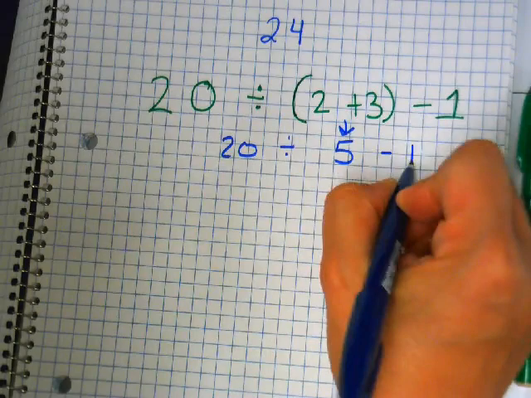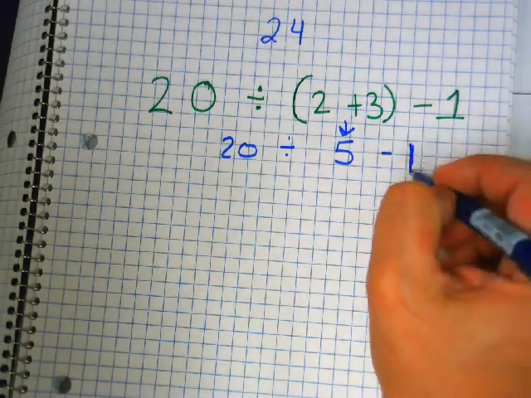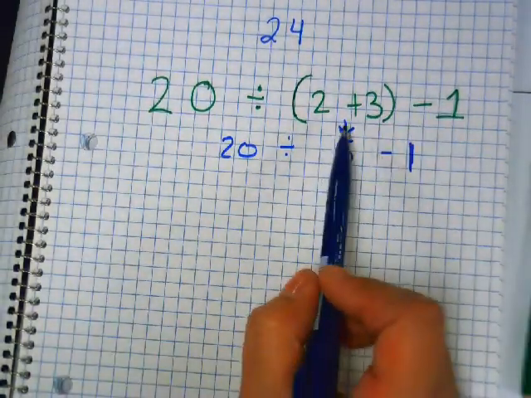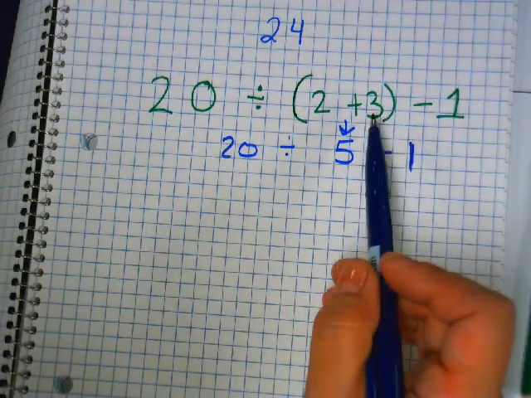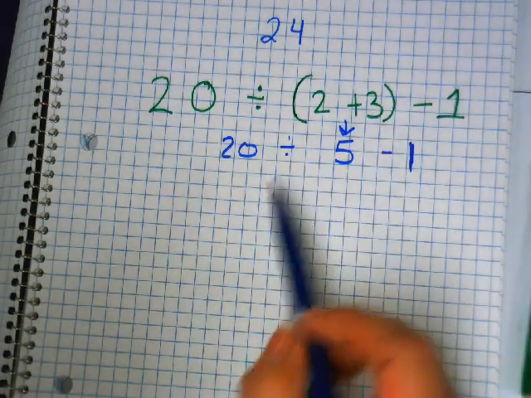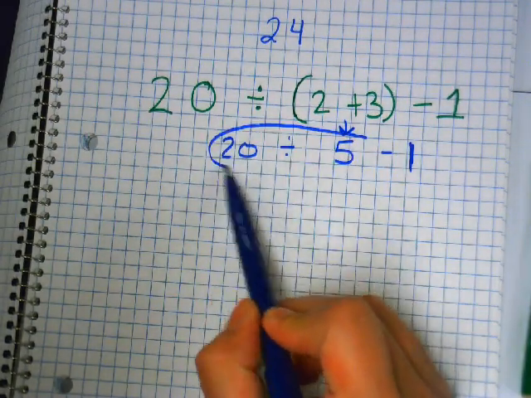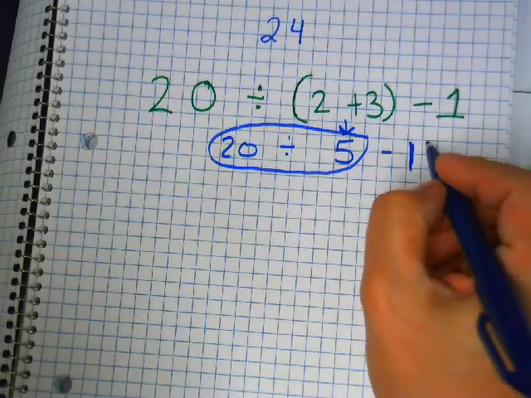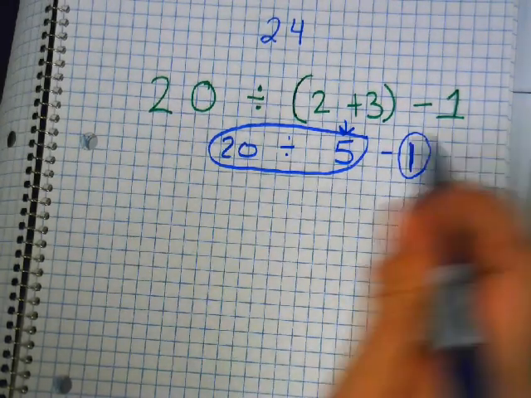Okay, now I get to circle the terms once I get rid of the parentheses. So parentheses have the most power. You gotta do parentheses first, no matter what. Always do parentheses first. Then I get to do this. And the last thing I do is subtract.